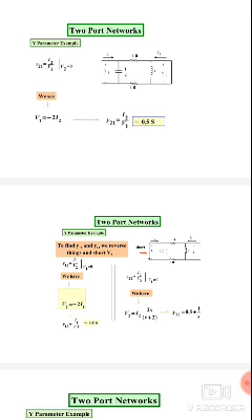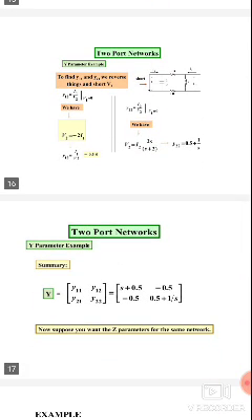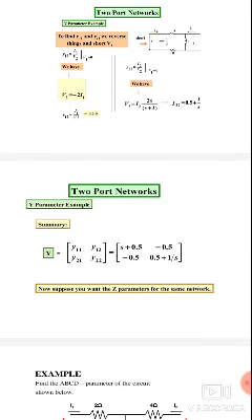We short circuit the input port to find Y12 and Y22, and we reverse the things. Y12 is equal to I1 by V2 when V1 is equal to 0. Next V2 is equal to minus 2 I1. Next Y22 is equal to I2 by V2 when V1 is equal to 0. V2 is equal to I2 by 2 by S plus 2. Next, two-port network Y parameter example: Y is equal to Y11, Y12, Y21, Y22, whose values are S plus 0.5, 0.5, 0.5, 0.5 plus 1 by S.